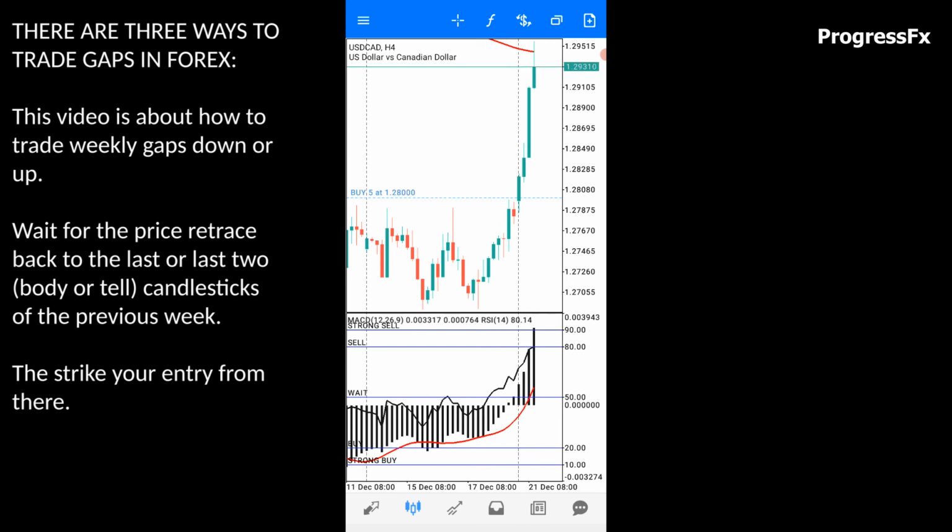And again, there is another format of trading gap. Now that is a reversal gap. So this is a kind of midweek or mid-month kind of gap.